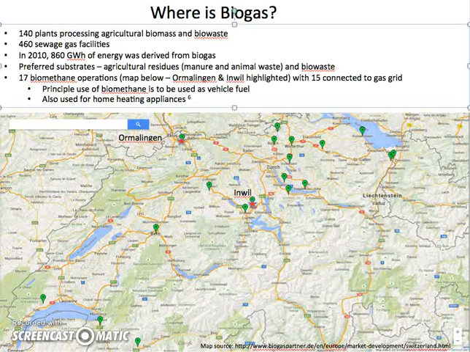Now, the preferred substrates in Switzerland are agricultural residues and biowastes. In addition, there are at least 17 biomethane operations. These are pinned on this map that you'll see, with 2 particular plants, Ormelingen and Inville, marked with red stars. Of these, at least 15 are directly connected to the gas grid. The primary use of biomethane is for vehicle fuel, although home heating appliances also utilize it.